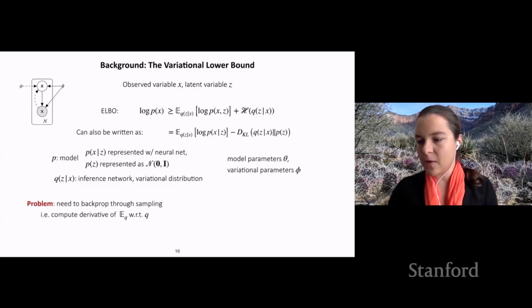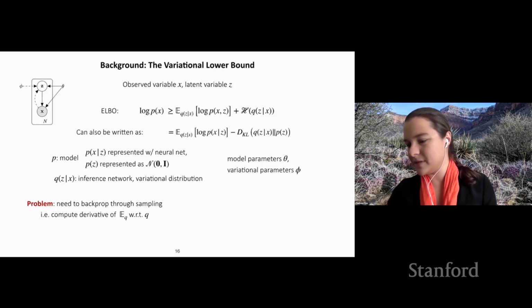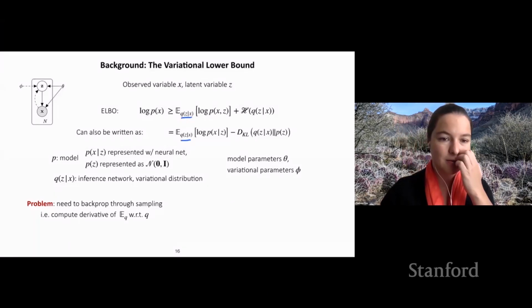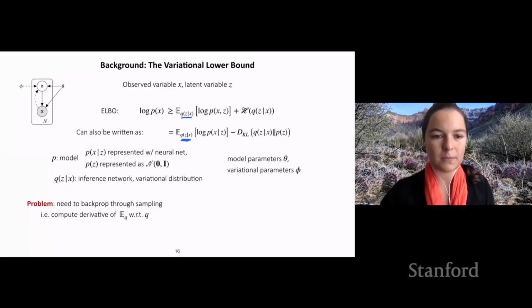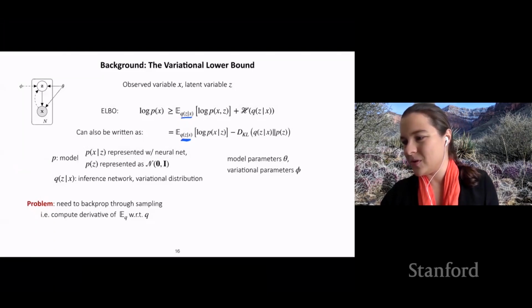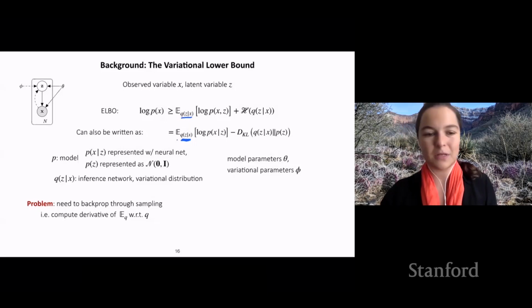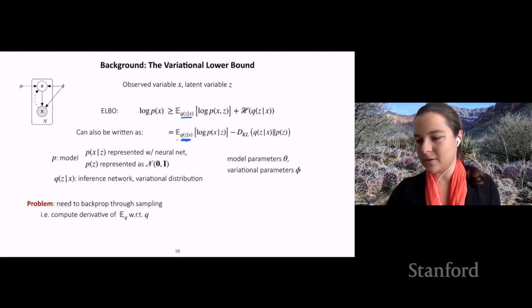Okay, now one problem that comes up is you need to backpropagate through sampling. Note that both of these terms depend on Q in the expectation, and we actually need to backpropagate into the parameters of Q when we optimize this. So if we want to optimize Q, we need to backpropagate through this sampling process and compute the derivative of the expectation of Q with respect to Q.